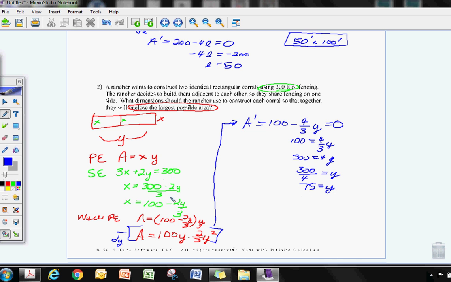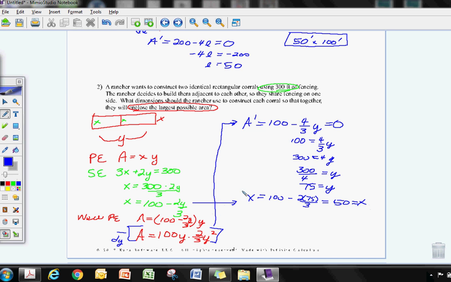Got that y value? Come back here, solve for my x value. My x is going to equal 100 subtract 2 times 75, all divided by 3, which is going to give me an x value of 50.